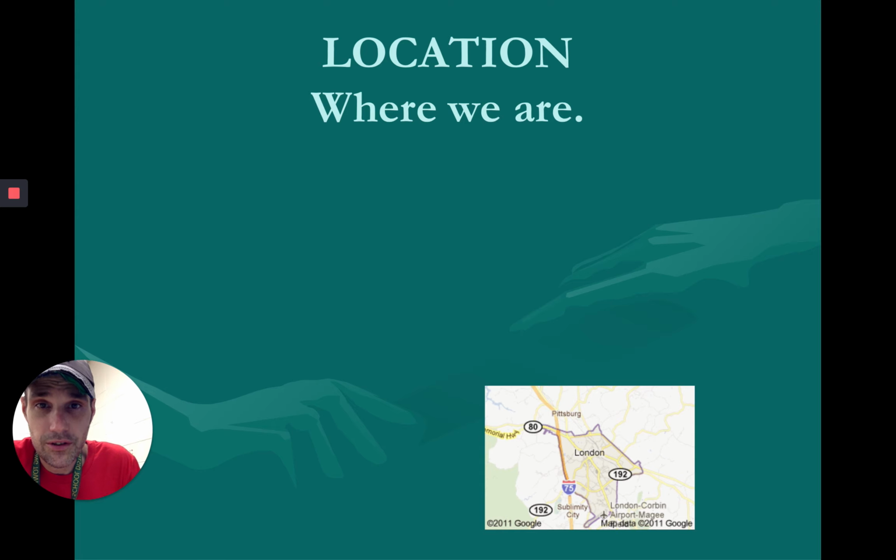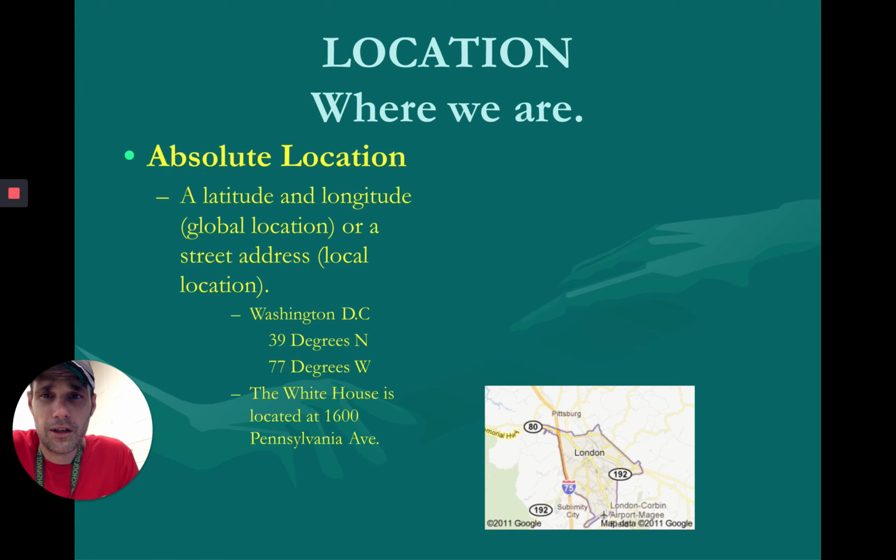So, location is where we are. Now, there are 2 types of location. We have absolute location, and that deals with your latitude and longitude, and eventually this week we will play the longitude and latitude song. You know, to get your latitude and longitude, well, you got to have the right attitude, right? And really, longitude and latitude is your exact address where you live.